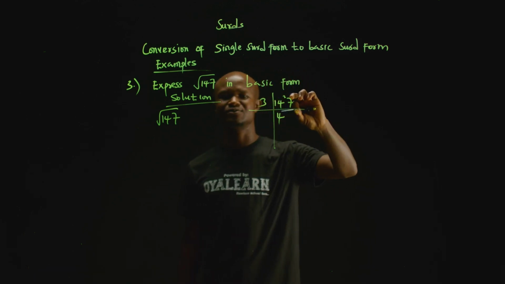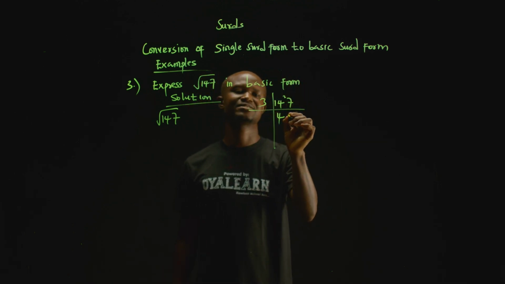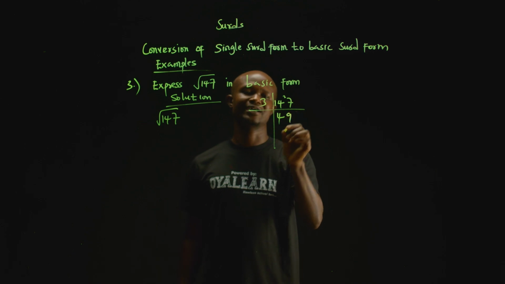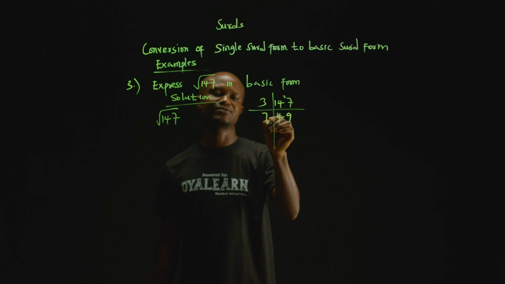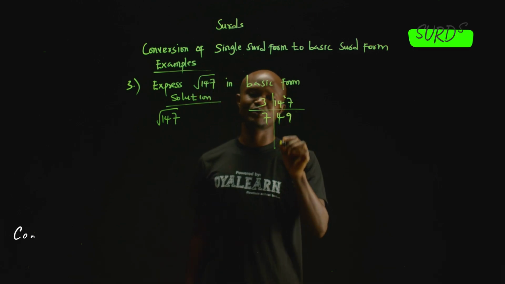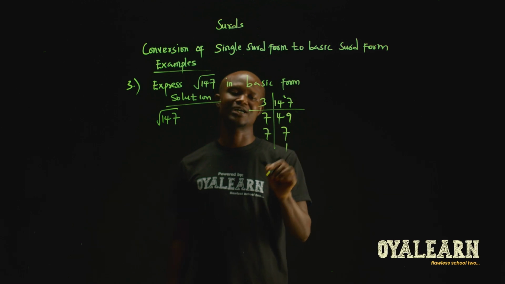So we have 27. 27 divided by 3, what are we having? That is 9. So in this case, what number can go again? We have 7. 49 divided by 7, we have what? 7. 7 divided by 7, again, 1.